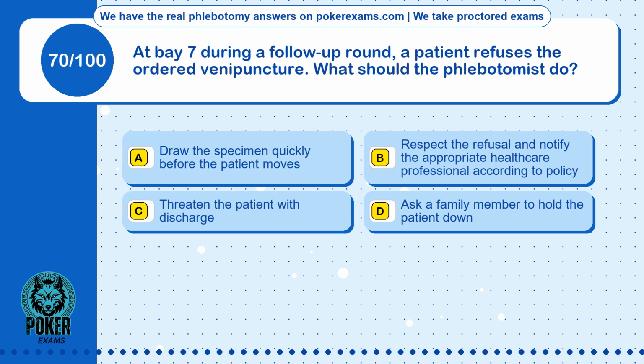Question 70. At Bay 7 during a follow-up round, a patient refuses the ordered venipuncture. What should the phlebotomist do? Option A, draw the specimen quickly before the patient moves. Option B, respect the refusal and notify the appropriate healthcare professional according to policy. Option C, threaten the patient with discharge. Option D, ask a family member to hold the patient down.